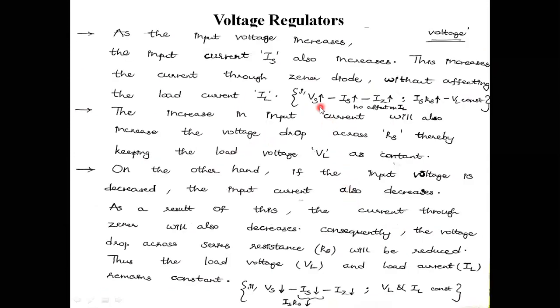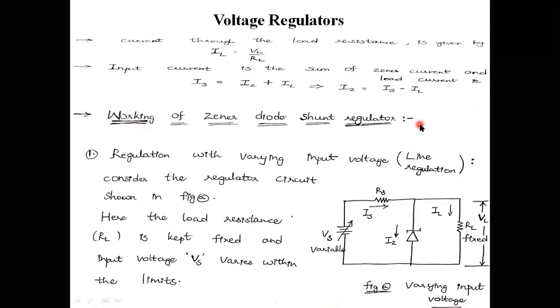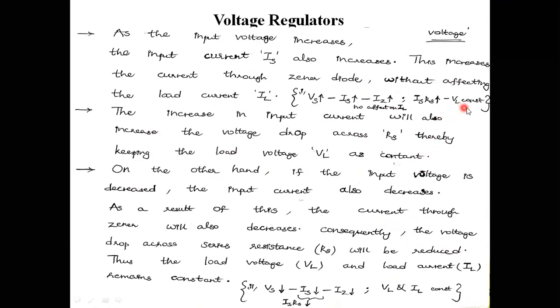That is simply, I have written it in short notation, have a look: if Vs increases, IS increases, IZ increases, but ISRS also increases, and this IL should be constant. ISRS increases means this current also increases. Then IZ increases, but the load is maintained as constant. IS increases, VL is maintained as constant. The output voltage is maintained as constant. No effect on IL, because RL is kept constant, I am going to obtain some constant output voltage here.